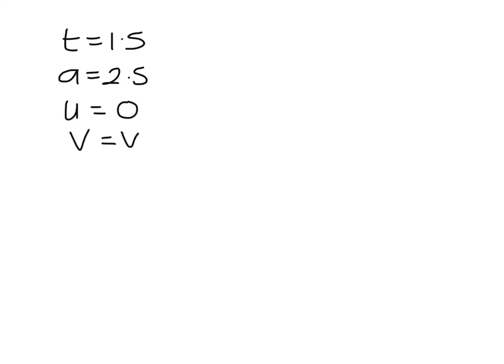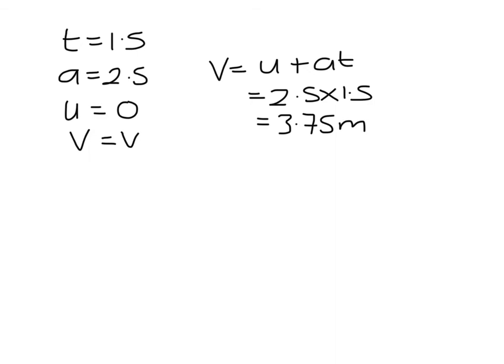They've been moving for 1.5 seconds at an acceleration of 2.5 when the strings become slack. They were released from rest, so we need to find the speed when the strings became slack. So v equals u plus at, so that's 2.5 times 1.5, which is 3.75 meters per second.